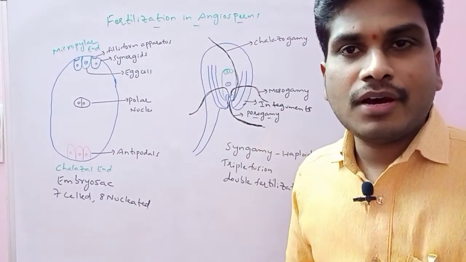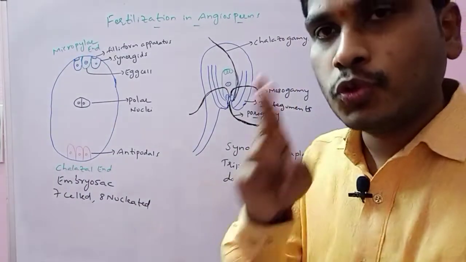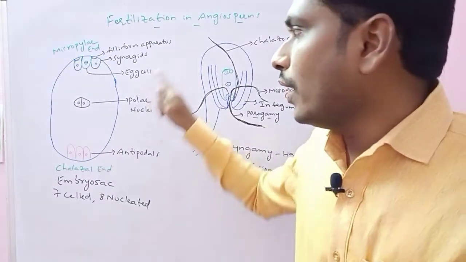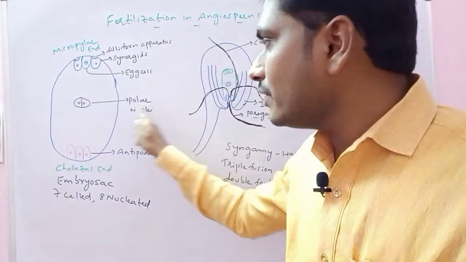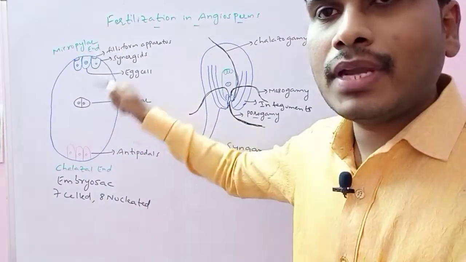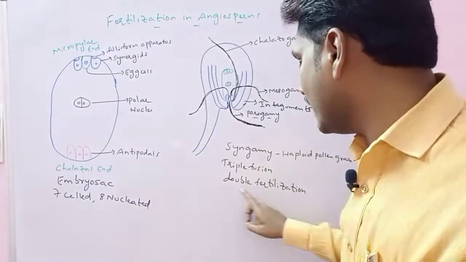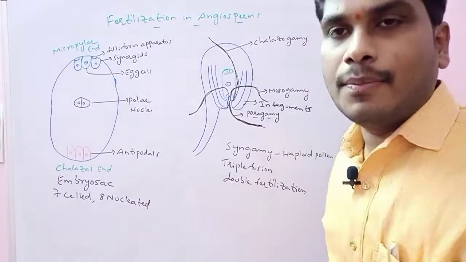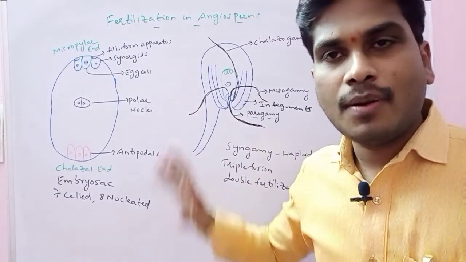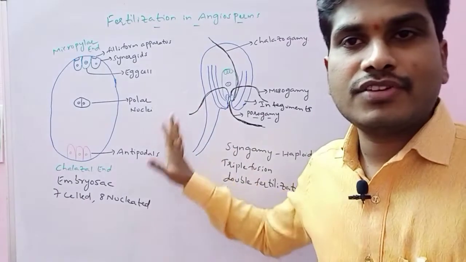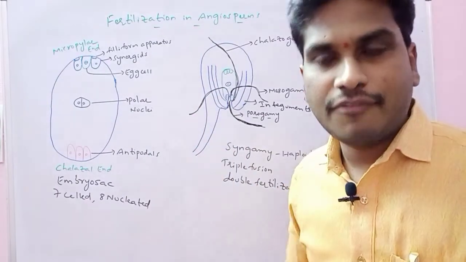Double fertilization: what does it mean? It means the male gamete fuses two times: one time with the egg cell, and the other time with the polar nuclei. As two haploid male gametes fuse, we call it double fertilization. This is the phenomenon that takes place in fertilization of angiosperms. It is a different concept.